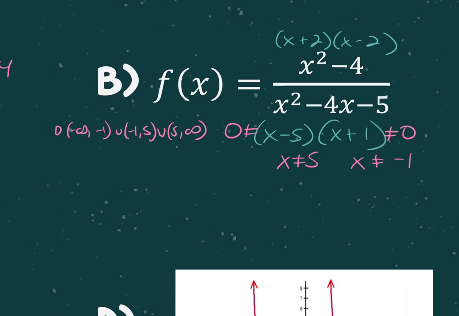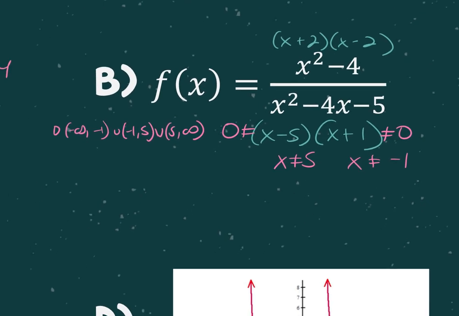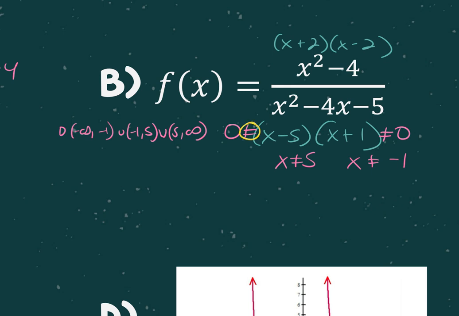So then I want to find my zeros. I'll go vertical asymptotes. Instead of saying not equals here, I change this to equals. So my vertical asymptotes are at x equals 5 and x equals -1. They need to be separated out because those are two separate lines.